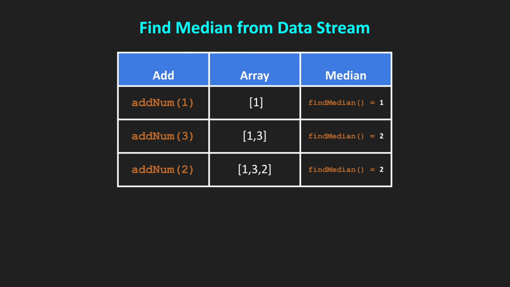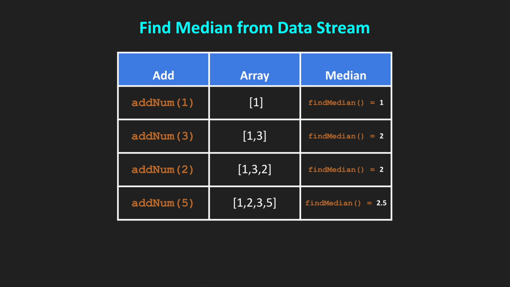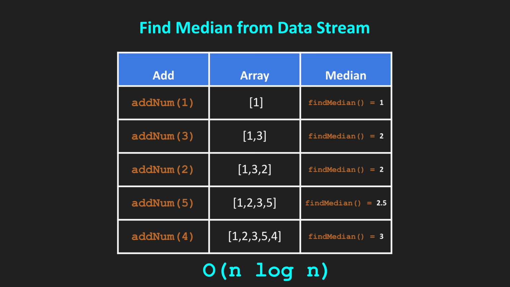Then we call addNum 2, so we are adding one more element, 2, to our array. But before returning our median, we need to sort this array, because our elements are now in unsorted order. So we have 1, 3, 2. We need to sort our array, and when we call findMedian, we return 2 as the middle element. Then we add 5, and our median is 2.5, and the last one we add is 4, so our median is just the middle element, which is 3.